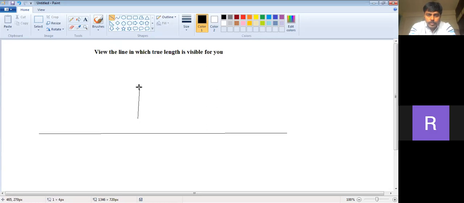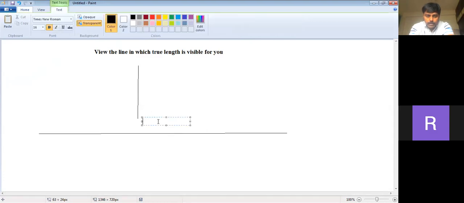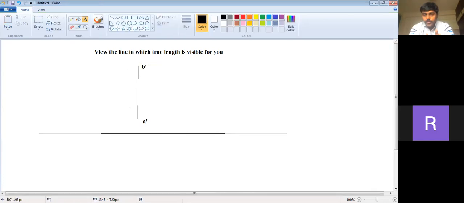Now 20 mm above and 60 mm height I represented here. The line length is 60. Now the point I'm representing, A dash, here I'm representing now. Here I'm getting the A dash point, and now here I'm going to get the B dash point, right?